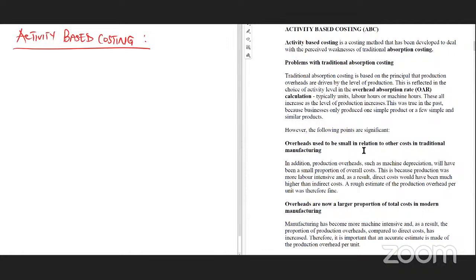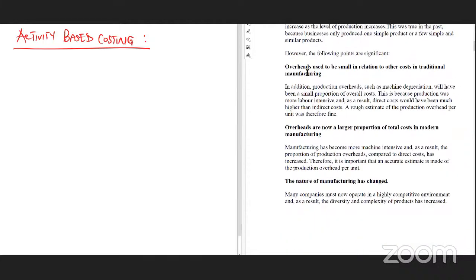So we must understand now that the following points will be significant in modern economies. Overheads used to be a small percentage of your total cost in traditional manufacturing, compared to now, some years ago. In addition, production overheads such as machine depreciation will have been a small proportion of your overall cost. This is because production was more labor intensive, and as a result, direct cost would have been much higher than indirect cost. So a rough estimate of production overhead per unit was therefore fine. Do you guys get the concept?